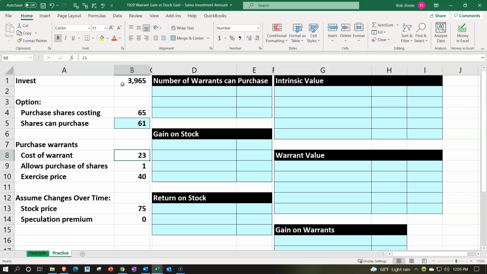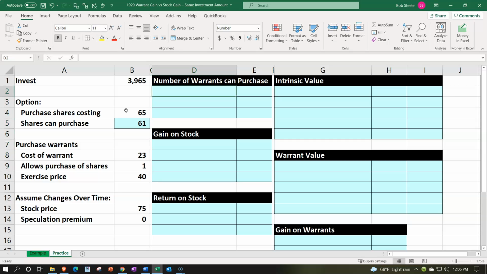Or we have the warrants, which cost $23 and allow us to exercise them to purchase one share at $40, which is of course less than the current price of the stock at $65, but we'd have to buy the warrant too, which was $23. And we're going to assume that in the future the stock price goes up to $75 from the $65, having an impact on both the warrant as well as the stock price, and the speculation premium on the warrant will be zero at that time is our assumption.